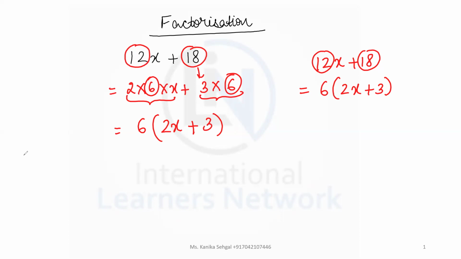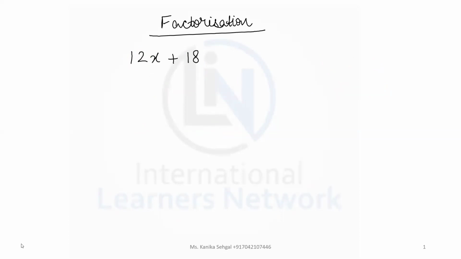So we are going to try a similar question. One more question we are going to try. We have 14x minus 21. So in this 14 and 21, we are going to first of all figure out the highest common factor. The highest common factor here is 7. So when we take this 7 outside, we are left with 2x.